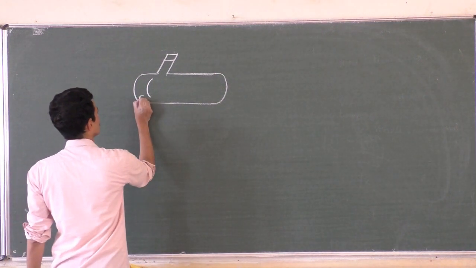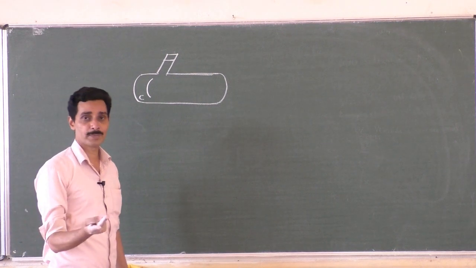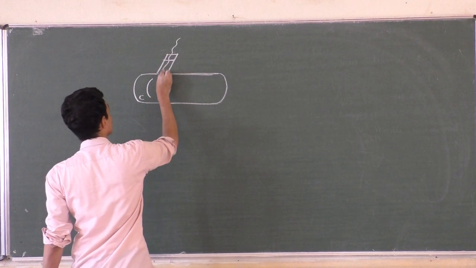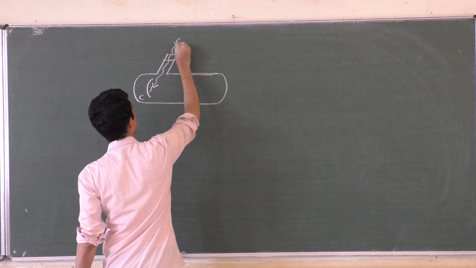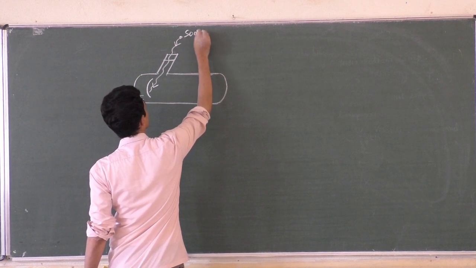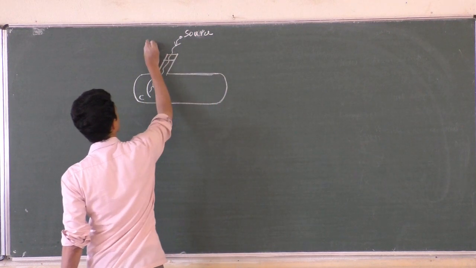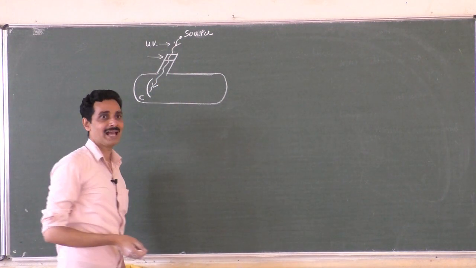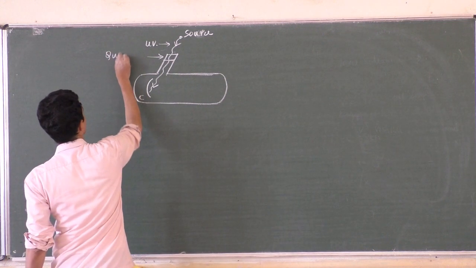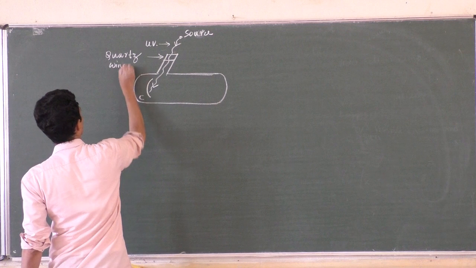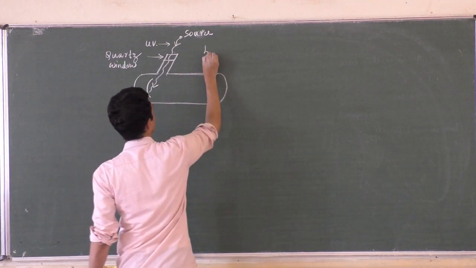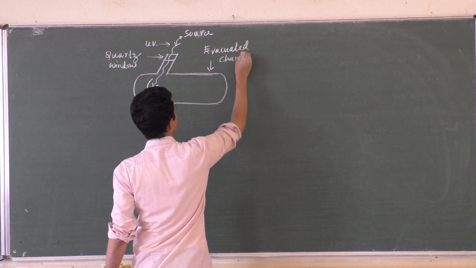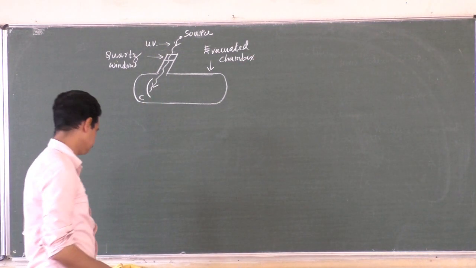It's a cathode, and we are going to connect it to negative. But we can change the polarity of the battery also. Light of a suitable frequency should fall on this surface. This is the source of light, and this is ultraviolet light. This is the quartz window, because you know ultraviolet is blocked by glass, so that should be quartz. And this is the evacuated chamber. It is made vacuum, right? And then what else?